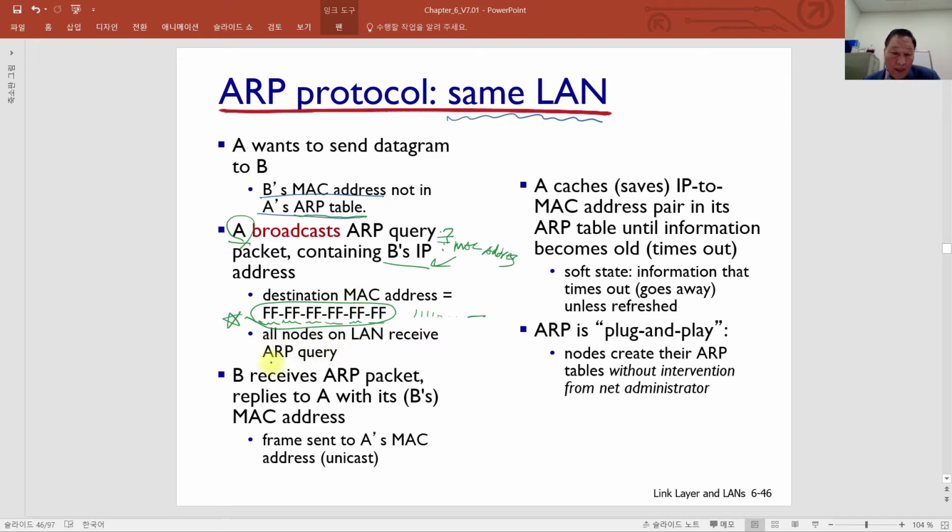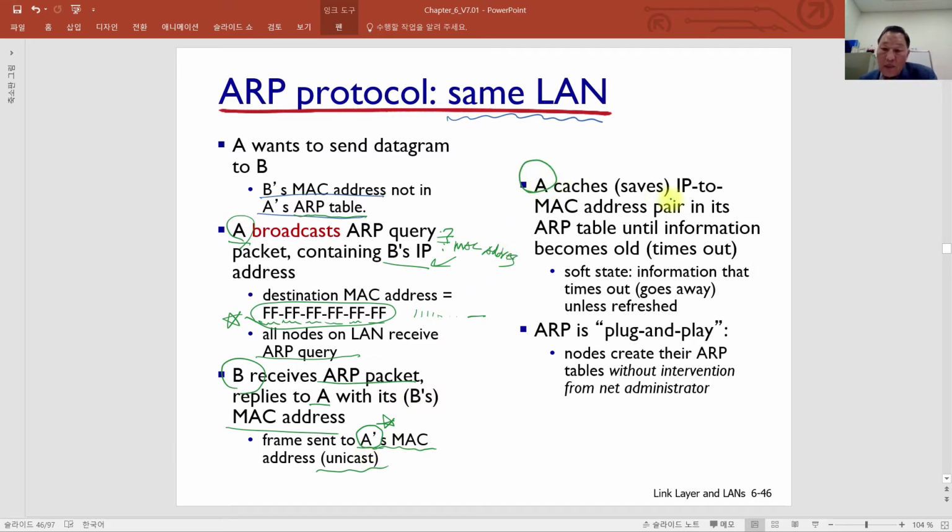All nodes on the LAN receive the ARP query. B is there, so B receives the ARP packet and replies to A with B's MAC address. In this case, it is not using a broadcast packet or a broadcast destination MAC address. It is unicast, because B has already received the query packet. Thus, it knows the sender's MAC address, because that is in the frame as the source Ethernet address, the source MAC address. That will be extracted and used for this reply.